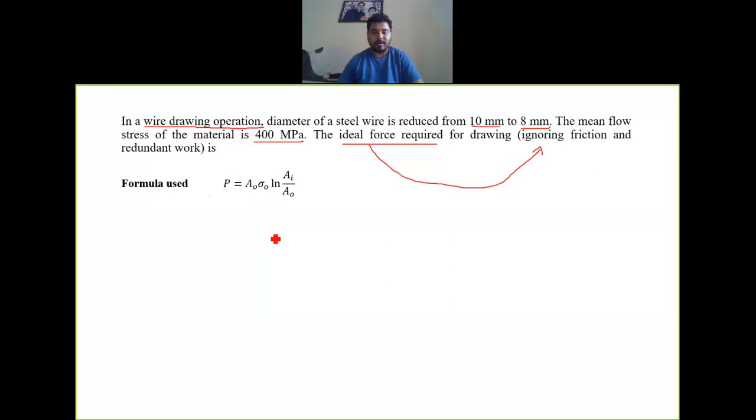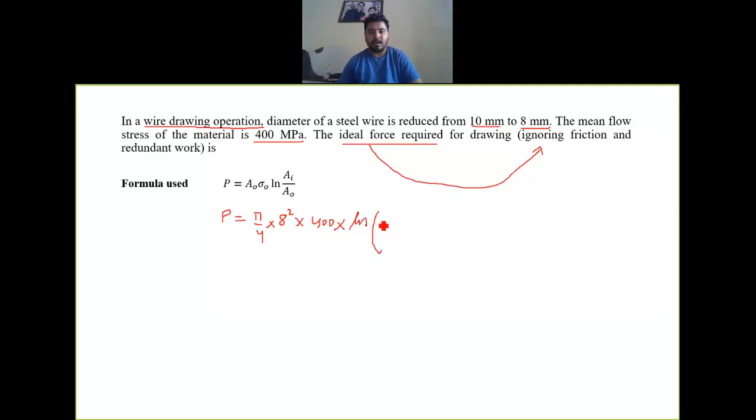Then put the values in this equation. For putting the values in this equation, P is equal to A naught, which will be pi by 4 into the outer diameter, 8 squared, into sigma naught, which is given as 400, into ln AI upon AO.